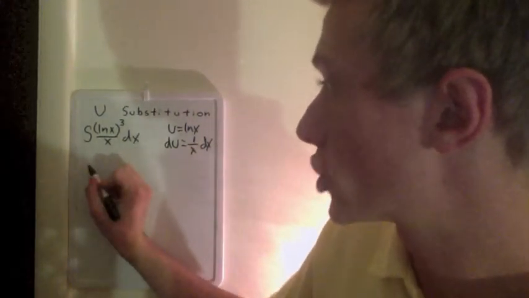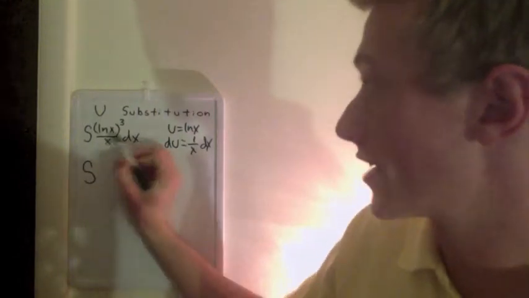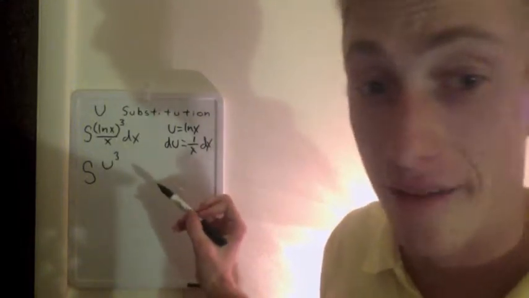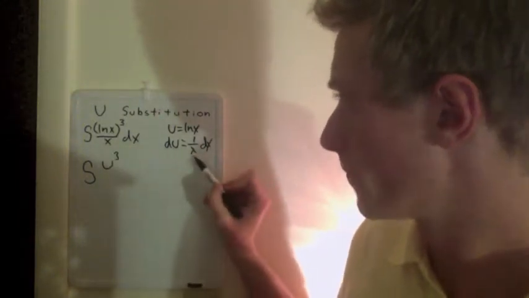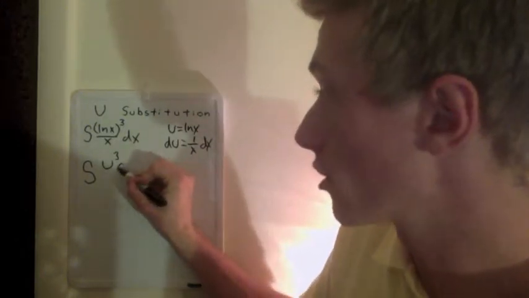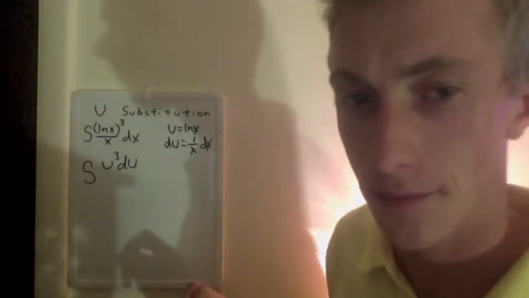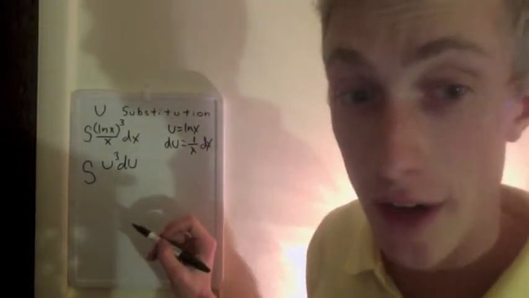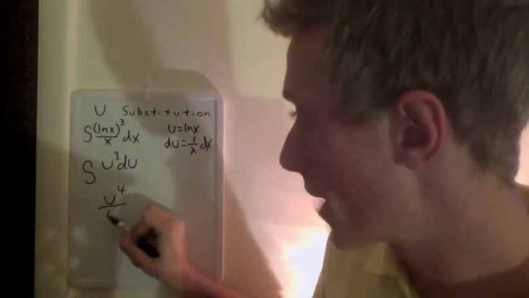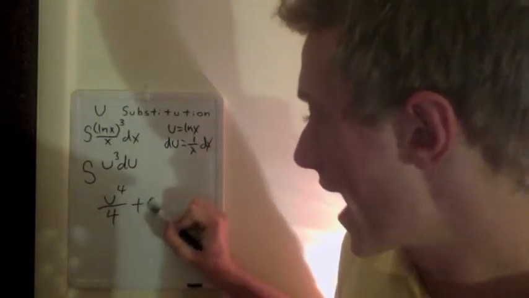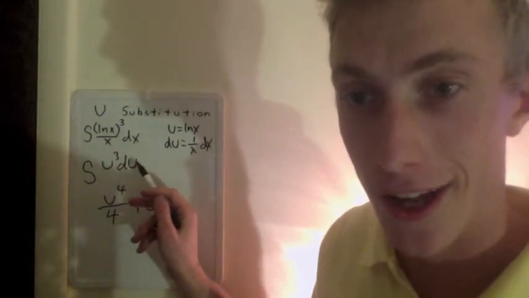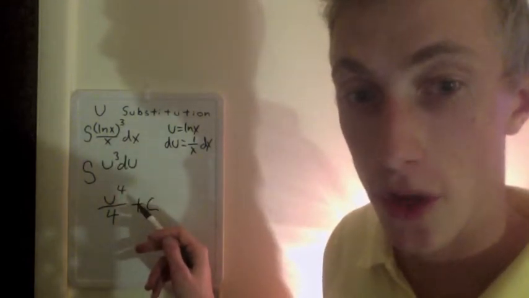So we're going to change the variables here. Instead of ln of x, we're now going to say u, and it's going to be cubed. And then we have 1 over x dx here, and we're going to say that 1 over x dx is our du. So we're taking the integral of u cubed du. Now, I know the antiderivative of any power. You're going to increase the power by 1 and divide by that number, and add a c.